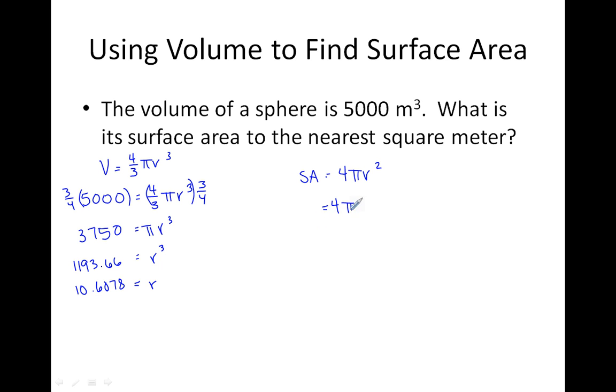So 4 times pi times 10.6078 squared. Now again, once I took the cube root, although I just kind of wrote out 4 decimals, I'm leaving this in my calculator because I can get a more accurate answer. So then I square that, multiply it times 4 times pi, and I get 1414.047. It asks to the nearest square meter, so we have 1,414 square meters as our answer.